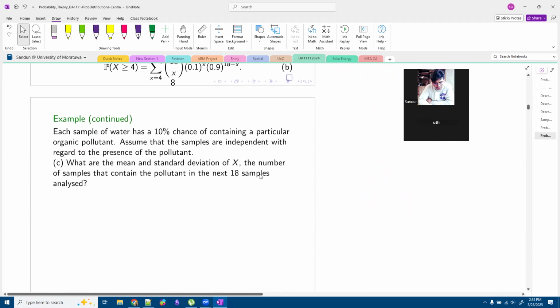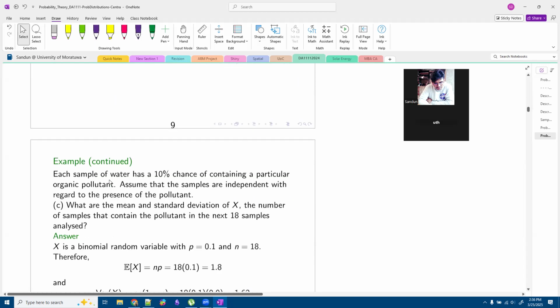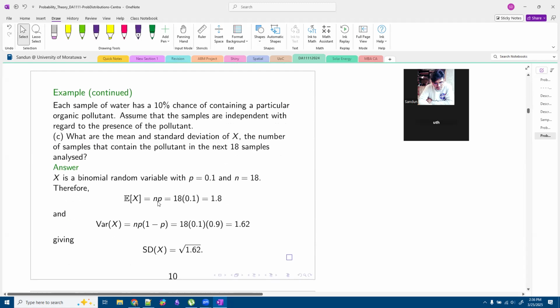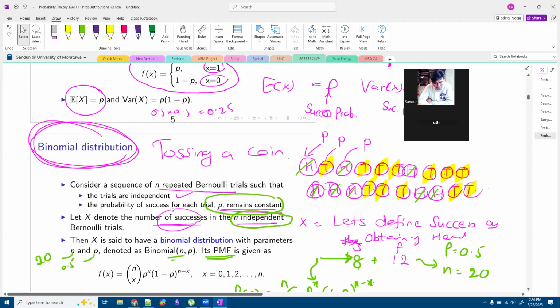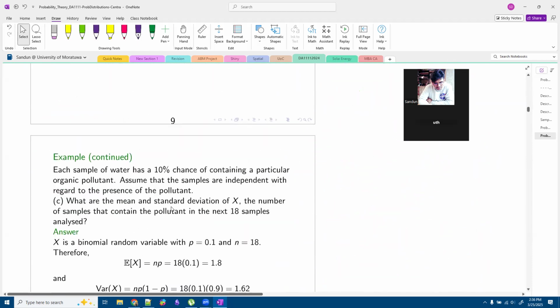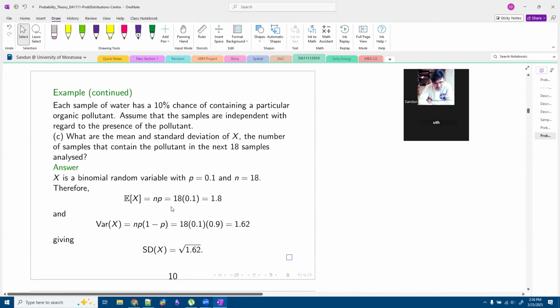Now, this is an interesting question. What are the mean and standard deviation of X, the number of samples that contain the pollutant in the next 18 samples analyzed? E of X is np, variance of X is np times (1 minus p). So you have to remember this. In the exam, I'm going to ask you these questions. You have to remember this. The expectation of a binomial distribution is np, and the variance is np times (1 minus p).